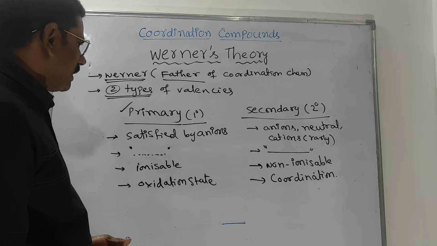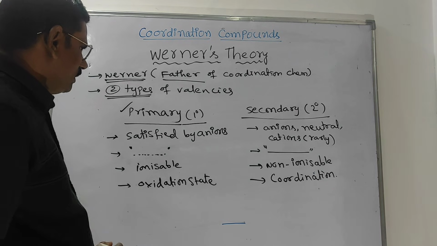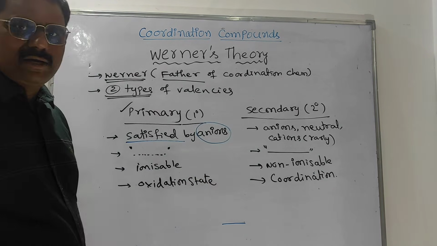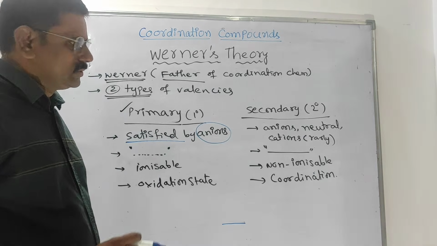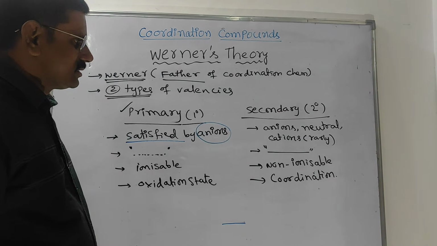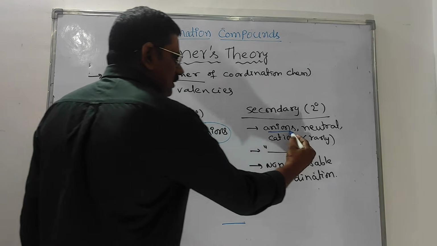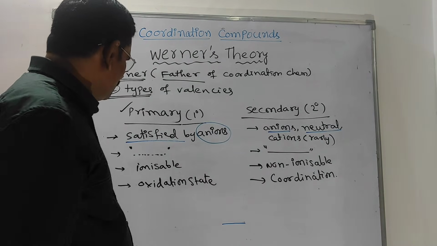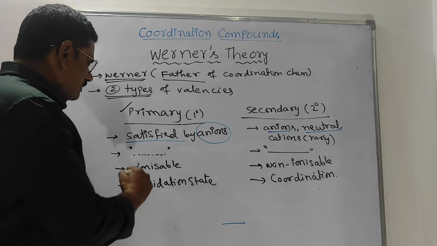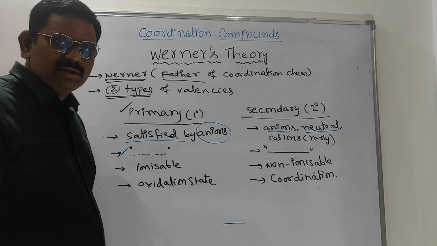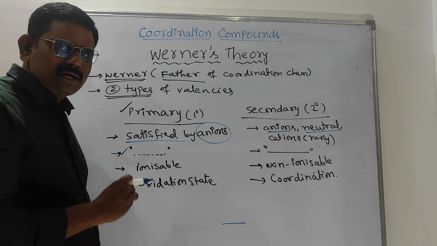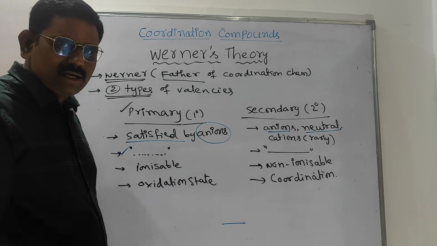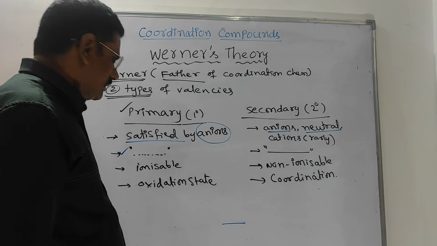What are the features of primary valency? We will discuss now. Primary valency is satisfied by anions only. And secondary valency is satisfied by anions, neutral ligands, and rarely cations. The next point: primary valency is represented by a dotted line or dashed line, whereas secondary valency is represented by a solid line or continuous straight line.